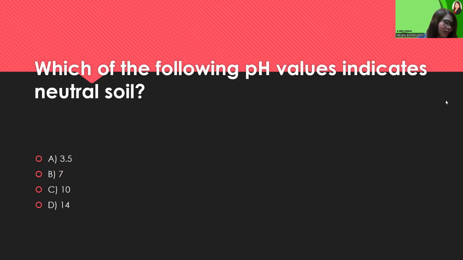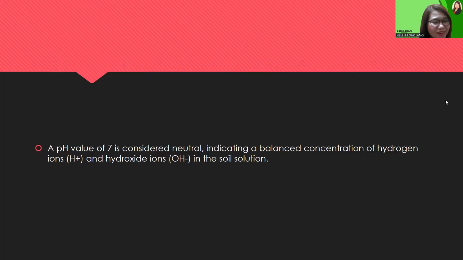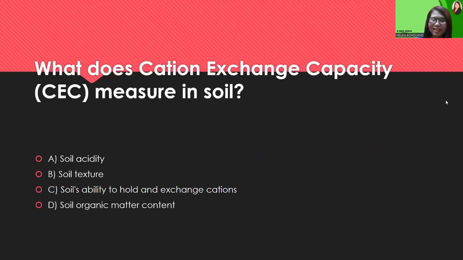Okay, I think you already have the answer. It's 7, no? So the pH value of 7 is considered neutral, indicating a balanced concentration of hydrogen ions and hydroxide ions in the soil solution. So I think everybody knows below 7 and above 7 already.